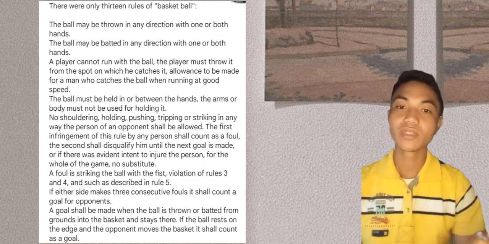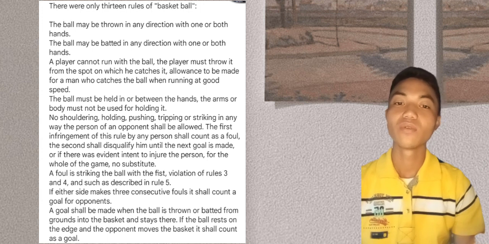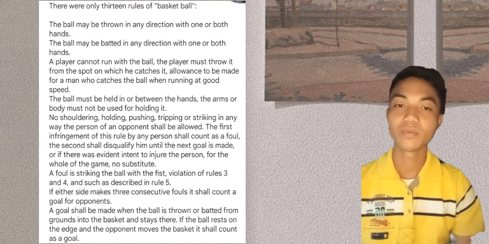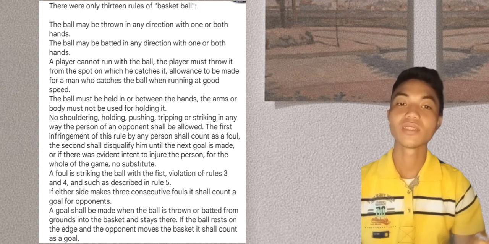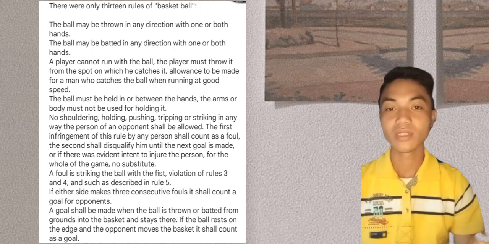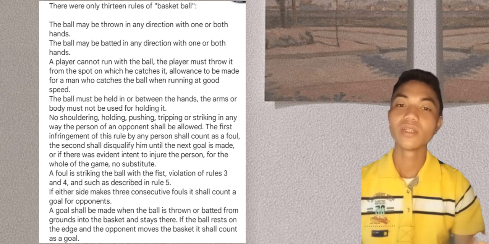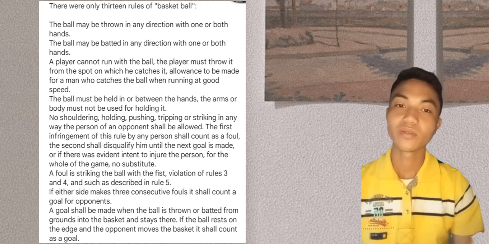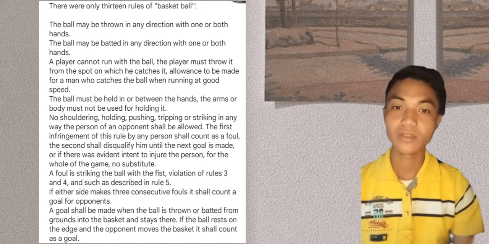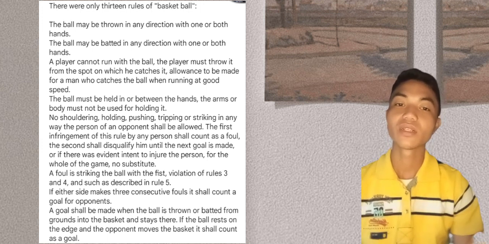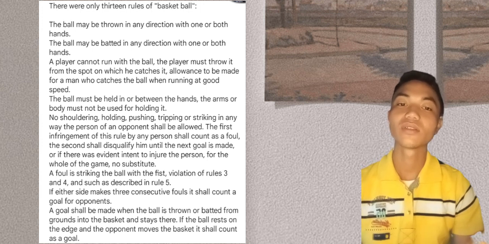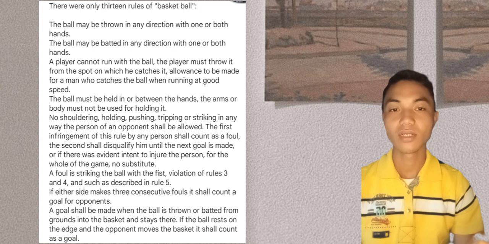Allowance is to be made for the man who catches the ball when running at good speed. Fourth, the ball must be held in or between the hands. The arms or body must not be used for holding it. Fifth, no shouldering, holding, pushing, tripping, or striking in any way the person of an opponent shall be allowed. The first infringement of this rule by any person shall count as a foul. The second shall disqualify him until the next goal is made.